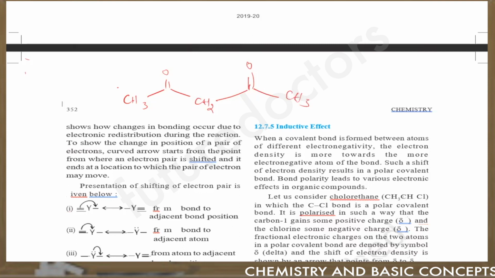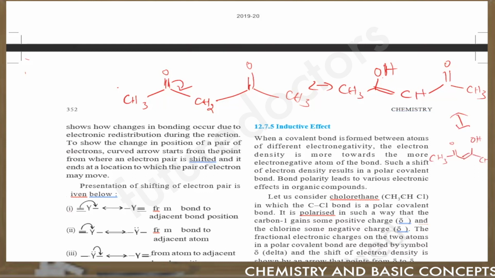ஓகே, சோ இப்ப இதுல இருக்கு, இது என்னது? இன்னொரு ஷிஃப்ட் நான் கொண்டு போட்டுமா? இன்னொரு ரெசனன்ஸ் கொண்டு போட்டுமா? CH3. சோ அப்ப என்னது?